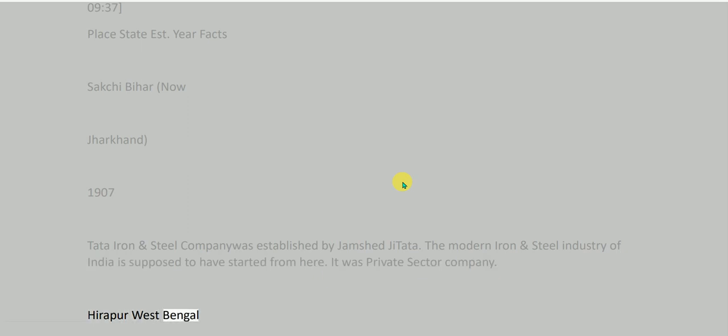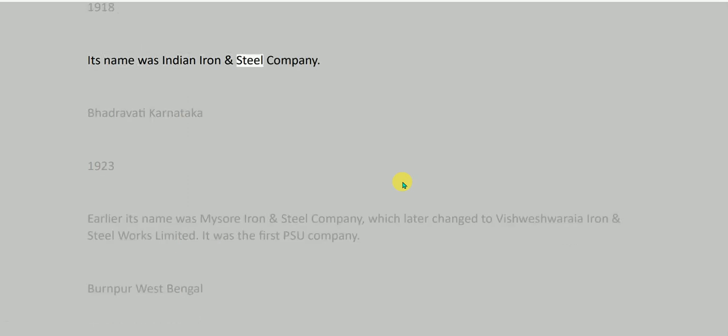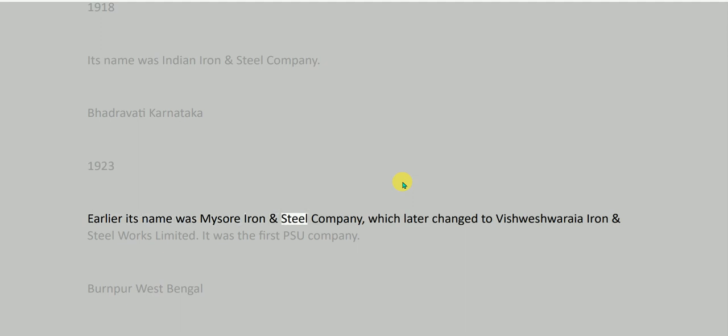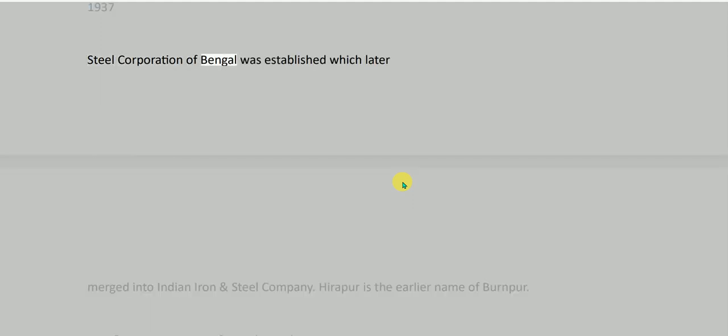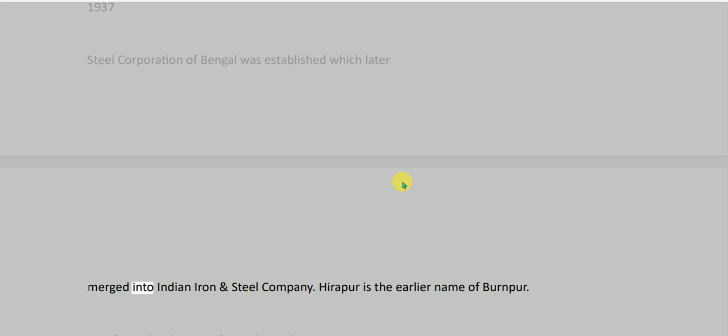Hepur, West Bengal, 1918: its name was Indian Iron and Steel Company. Bhadravati, Karnataka, 1923: earlier its name was Mysore Iron and Steel Company, which later changed to Visvesvaraya Iron and Steel Works Limited. It was the first PSU company. Burnpur, West Bengal, 1937: Steel Corporation of Bengal was established, which later merged into Indian Iron and Steel Company. Hepur is the earlier name of Burnpur.